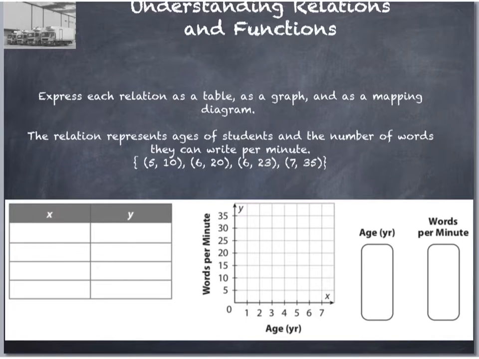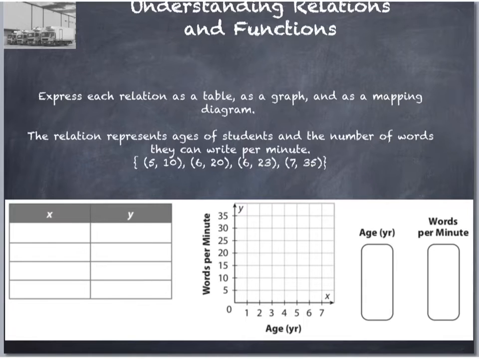All right, and the last thing we're going to want to do is go ahead and represent relations and functions in 3 different types of models: using a table, using a graph, and using what we call a map, using mapping, okay? So here we're given a relation.